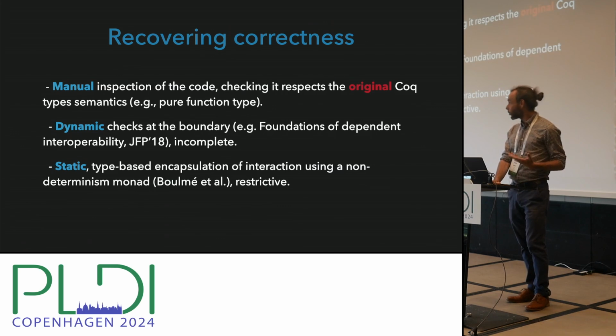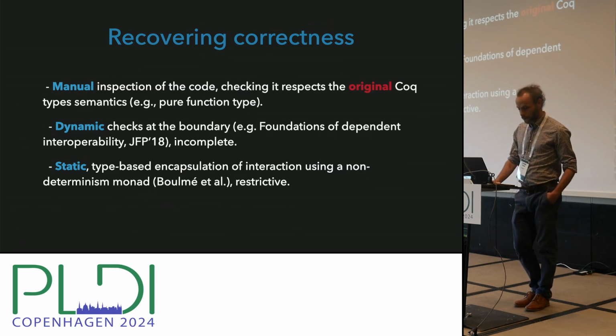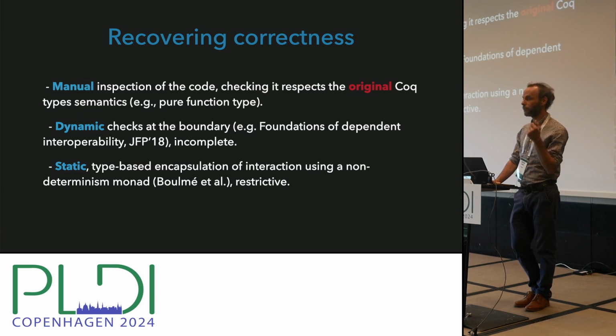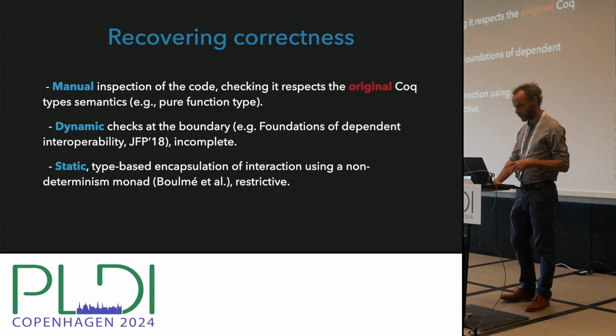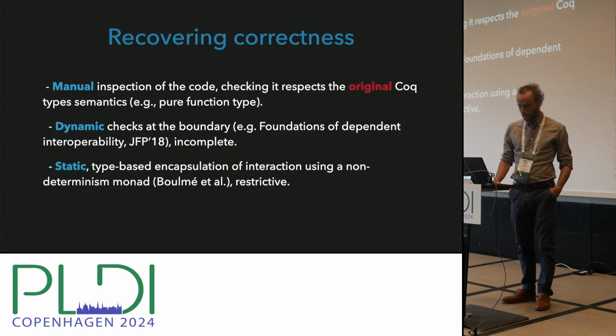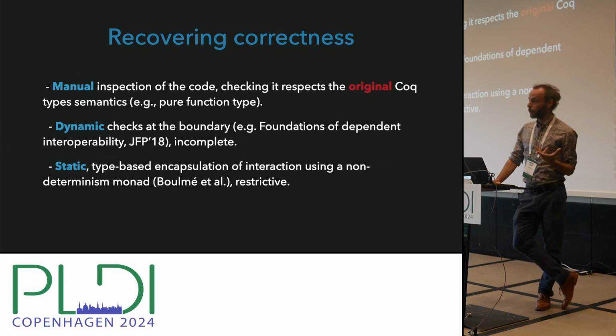So to ensure correctness, there are multiple solutions. We could try to manually inspect the code that is extracted and the way we interact with it from OCaml, but we have to do that thinking about the original Coq types the extracted code had, which is pretty hard. We could do dynamic checks at the boundary, but this is bound to be an incomplete procedure, or we could try to do static checking, but that requires restricting the way we interact with extraction.